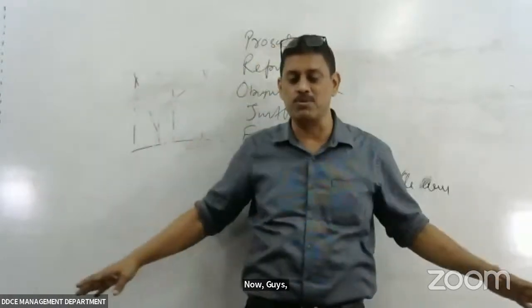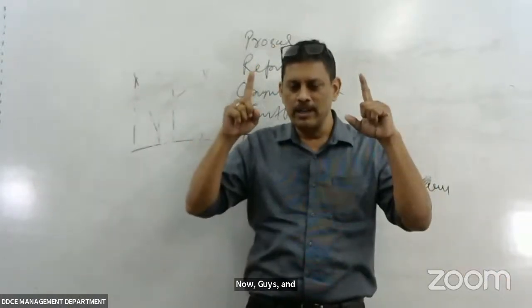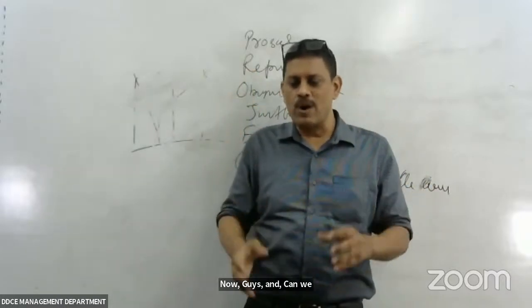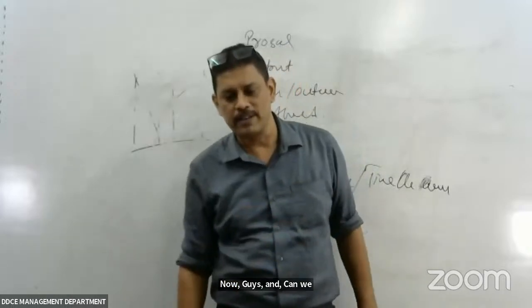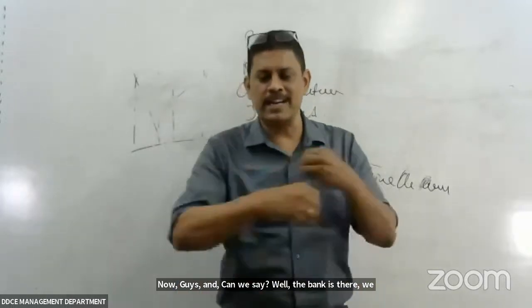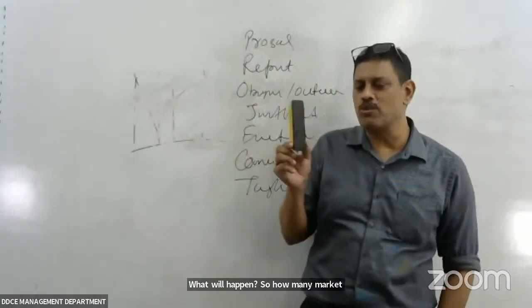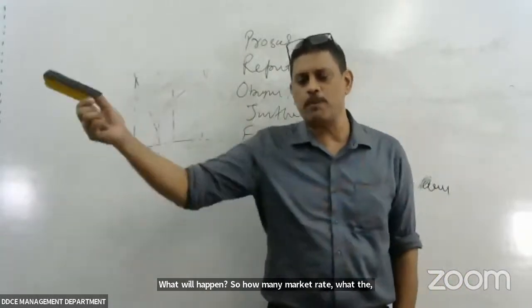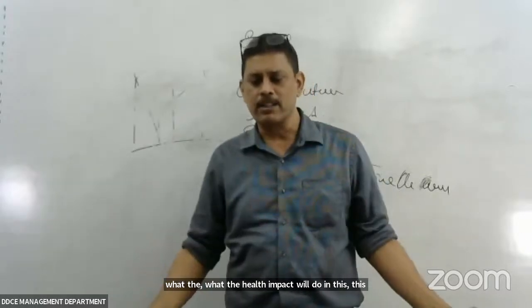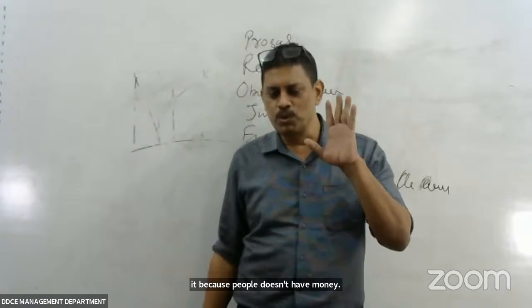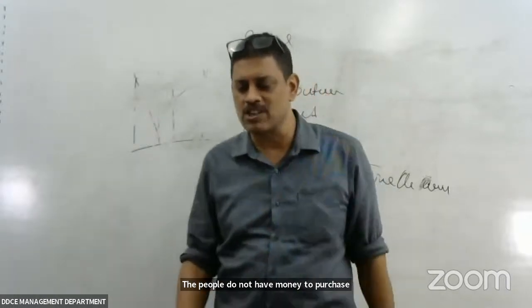The economic condition collapsed. Are you getting a point? A condition where a bank is there with no money. What will happen? Money market rates change. But then what will the bank do with this cluster or this building or this land? No one is there to purchase it because people don't have money. The people do not have money to purchase. So it is a paralyzed condition.